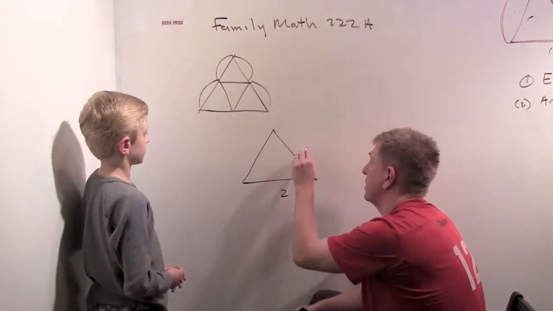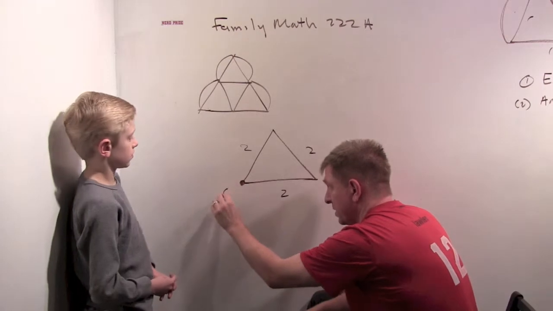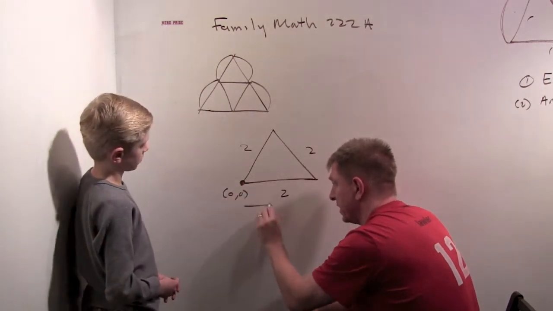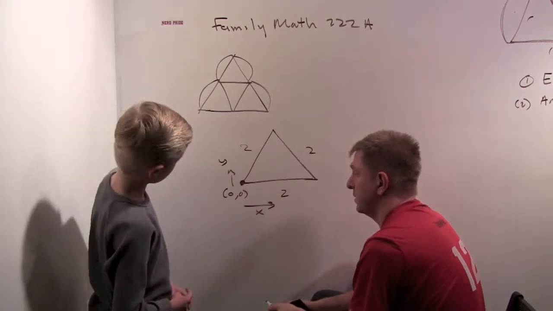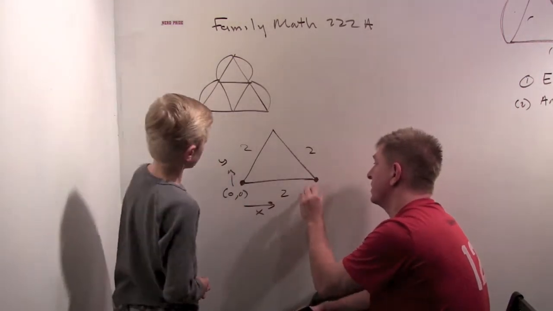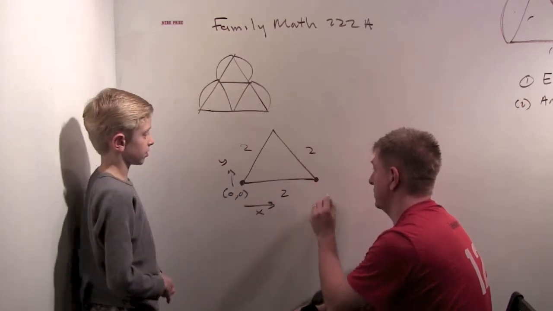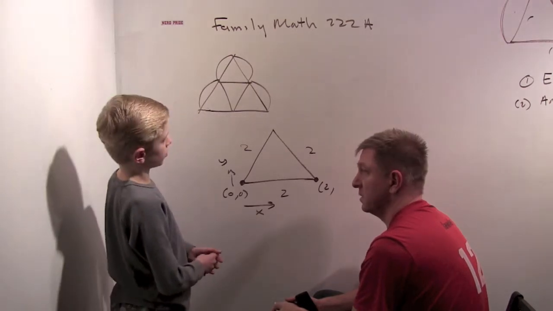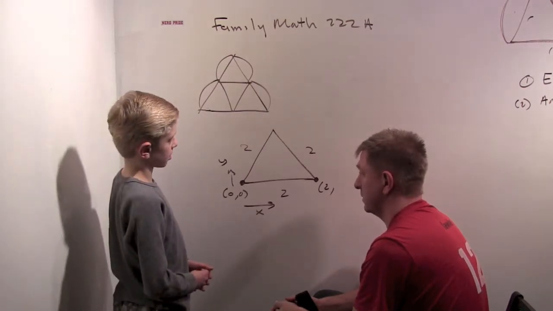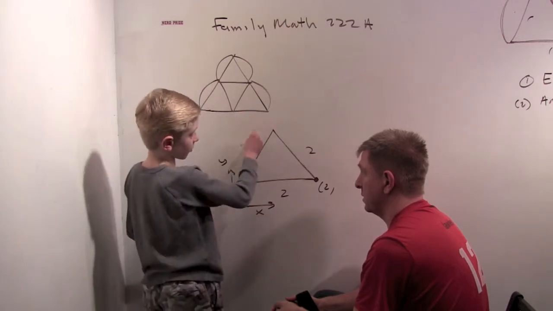Okay, so these are 2 long, 2 long, and 2 long. And I'm going to say this point is 0, 0, and the x-axis is going to go this way, and the y-axis is going to go this way. Okay, so what do you think this point is going to be? Well, if these sides are 2, then wouldn't this point be 2? Okay, so the x value would be 2, and how high up does it go? It goes too high, because it goes up 2, but then you have to go over a little bit.